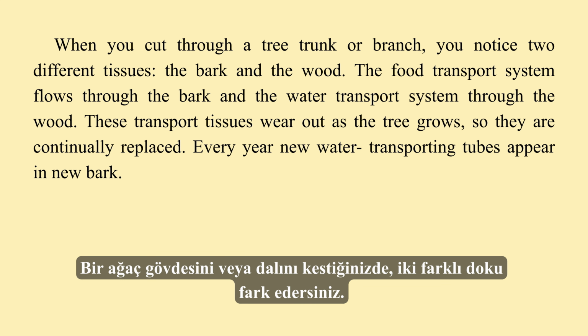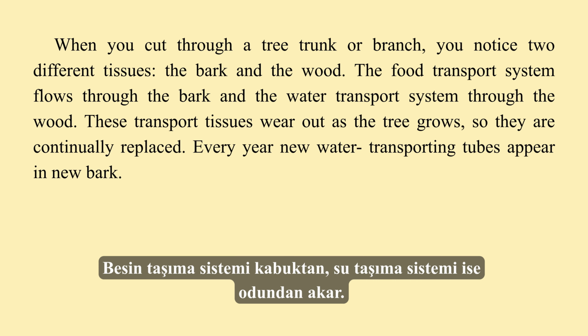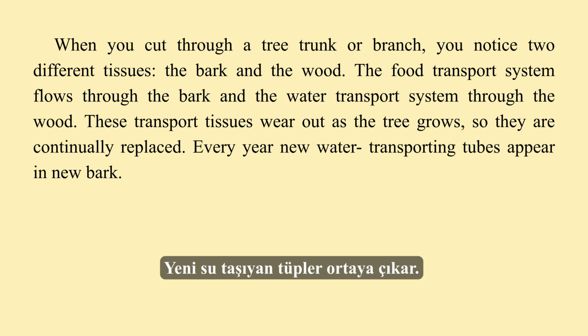When you cut through a tree trunk or branch, you notice two different tissues, the bark and the wood. The food transport system flows through the bark, and the water transport system through the wood. These transport tissues wear out as the tree grows, so they are continually replaced. Every year, new water transporting tubes appear in new bark.